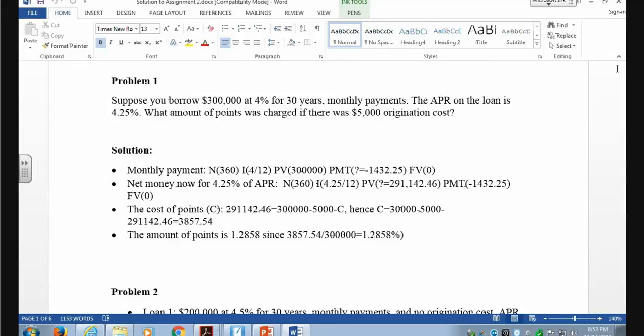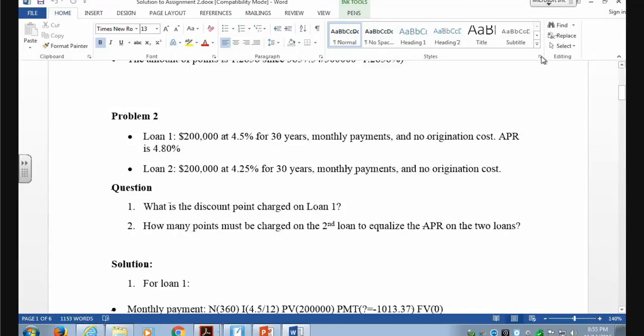So now problem 2. Loan 1, loan 2. The question is, what's the discount point charge on loan 1? Same thing, I don't need to go over it. Any different opinion? Should I go over problem 2's question first? No, sir. David probably, I know David did an excellent job on the 2 problems.